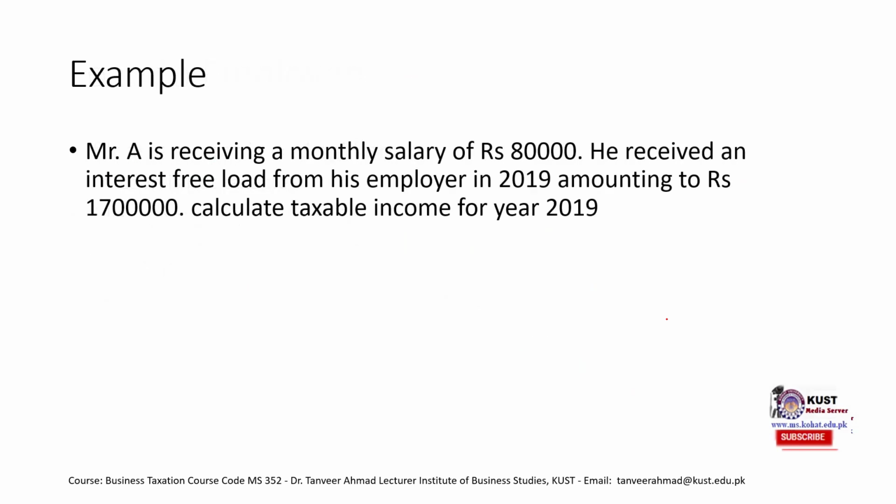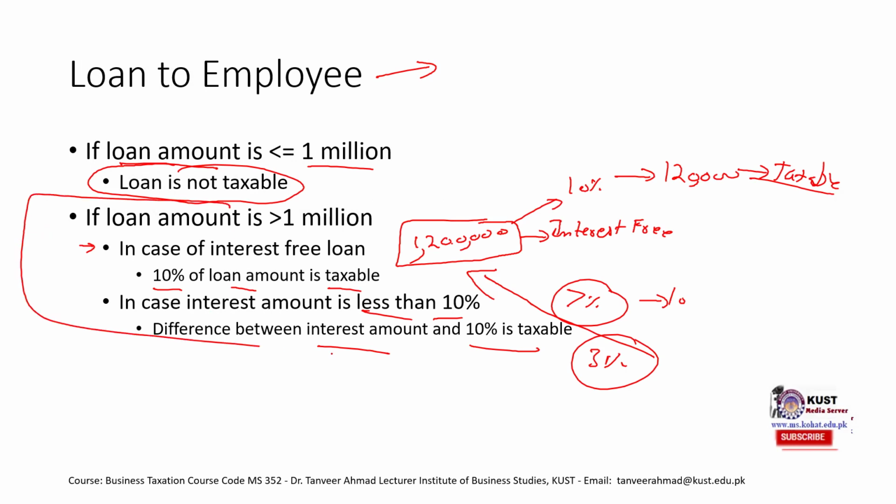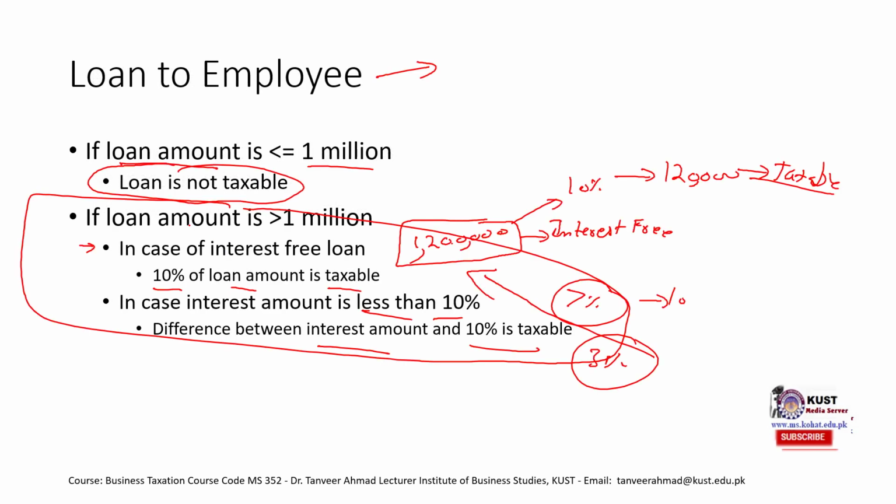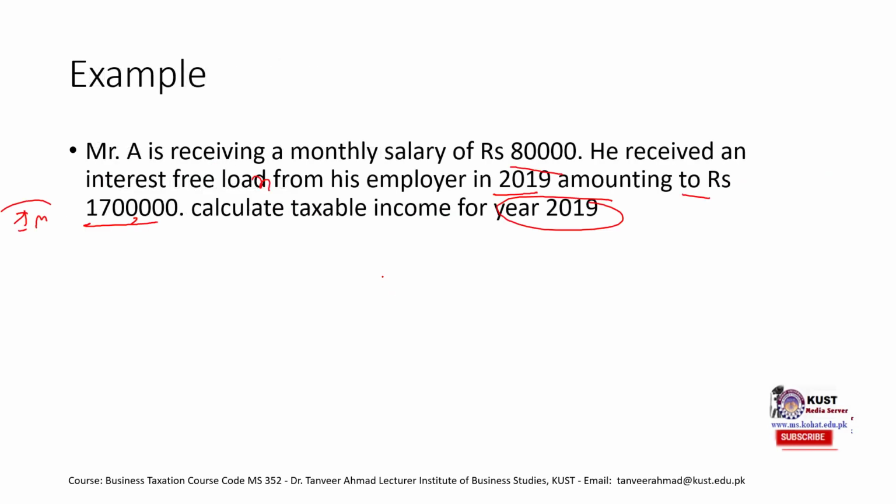Okay, so let's move towards the example. Mr. A is receiving a monthly salary of 80,000 rupees. He received an interest-free loan from his employer in 2019 amounting to rupees 17 lakh, right? Calculate the taxable income for the year 2019. So now it is greater than 1 million, right? So which rule would we follow? We would follow this specific rule, right? Next, we would see if it is interest-free or there is some interest on it. He received an interest-free loan, so we are concerned with this rule, right? So now 10% of the loan amount is taxable. It is simple as that.